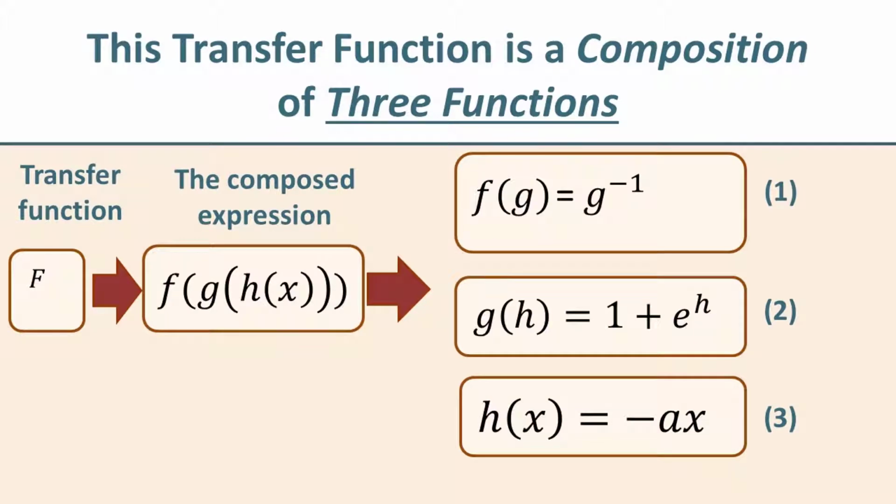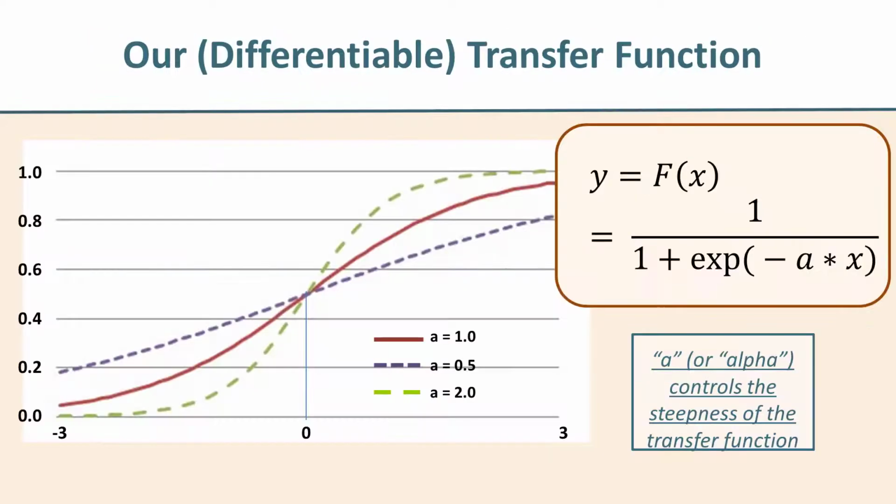The next is the 1 plus e to something. That's the second function, and we need the derivative of that. And the third is that something, we're calling it h, which is the negative of a coefficient times x, where x is the inputs into that transfer function. We're not going to worry about that now.